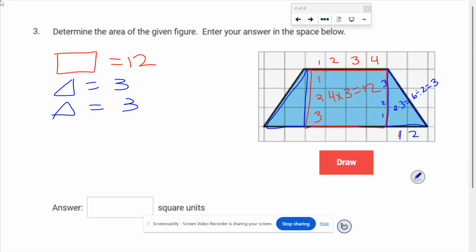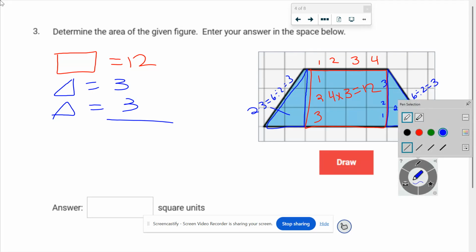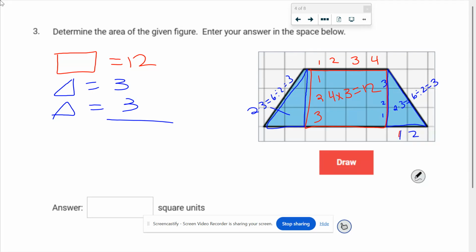Because each opposite triangle is the same. All right, so now we have to sum those all together to get a total area. 12 plus 3 is 15, plus another 3 gives us 18 square units. Another method you could have done is taken one triangle and brought it over to the other side to make a full rectangle. Or again, you can split it up just as we did here.